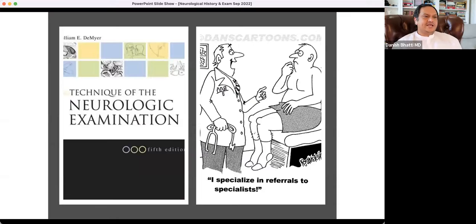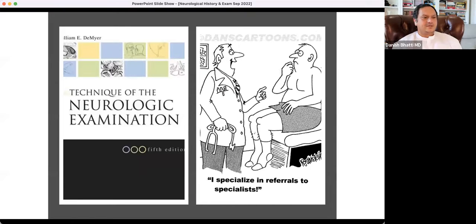This is my favorite book for neurological examination. It is very comprehensive, 350 pages or something like that. So I don't expect all of you to read it, but if you are not sure how or what maneuver to do, you can have this one. It is called Techniques of Neurological Examination, by Dr. DeMeyer, and it's not very expensive, especially in Pakistan. You can find cheap copies, but you should have it. Anytime you have a question, you can go back and look in this book for that question.